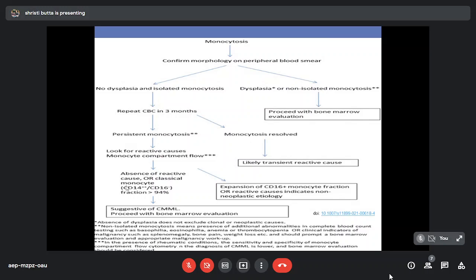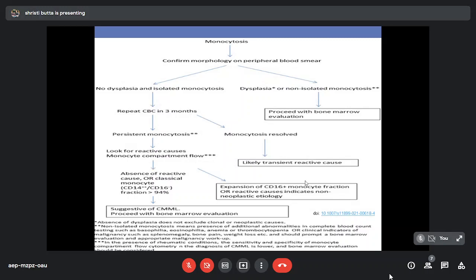If you see dysplasia, obviously you should go in for a bone marrow evaluation, followed by a bone marrow aspiration and biopsy, subsequently immunophenotyping. And if there's no dysplasia, in that case you can repeat a CBC after 3 months. And if the monocytosis resolves, it is likely that it was a reactive condition. However, if you have a persistent monocytosis, then look for reactive causes. We've already discussed the reactive causes. And then you must see the monocyte compartment; flow cytometry can be done.